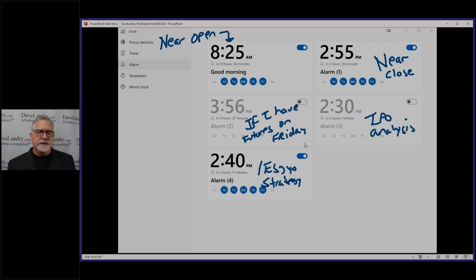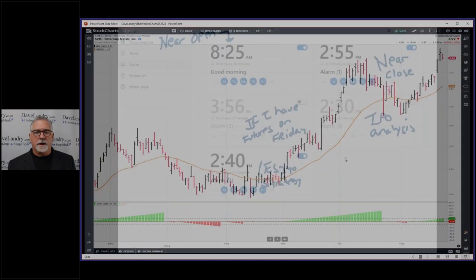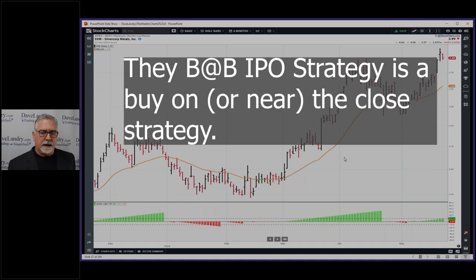I used to have this 2:30 alarm set. Now I have enough time, usually when I'm doing this ES240, I probably should turn this alarm back on. But this is when I would do my IPO analysis. And I probably will turn that back on because there are days where I forget to do my IPO analysis.